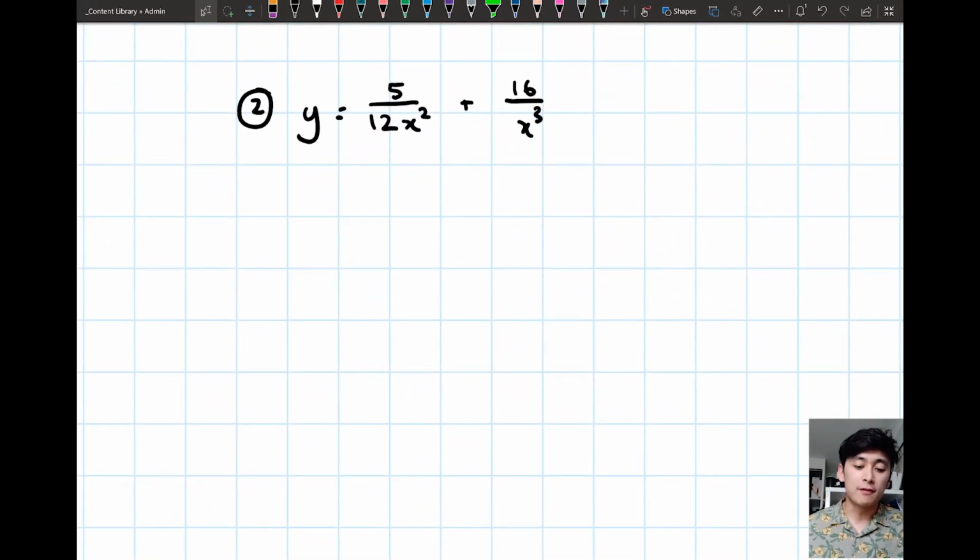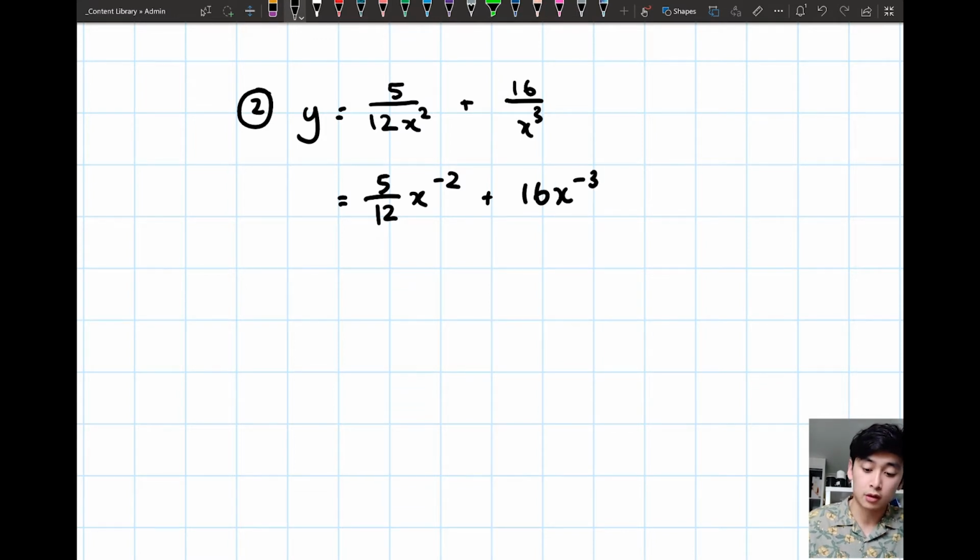Here I've got y is equal to 5 over 12 x squared plus 16 over x cubed. Now with this one, the trick that we need to do first is rewrite this using our index laws. Whenever you've got a power of x in the denominator, it has a negative power. So if I rewrite this using index laws, this becomes 5 over 12 x to the power minus 2 plus 16 times x to the power minus 3.